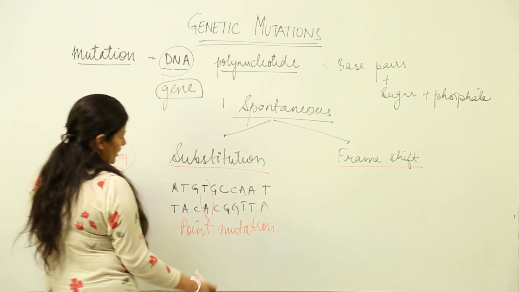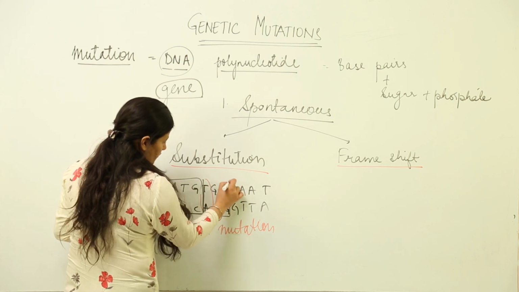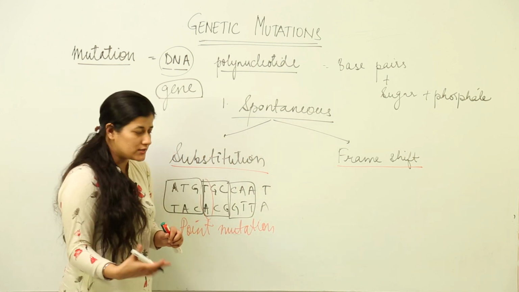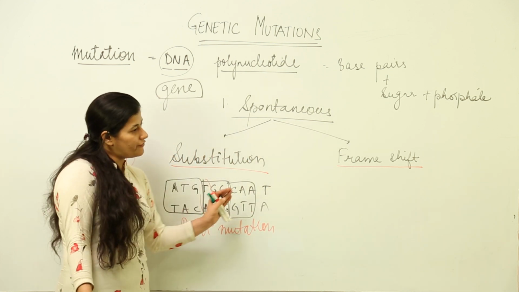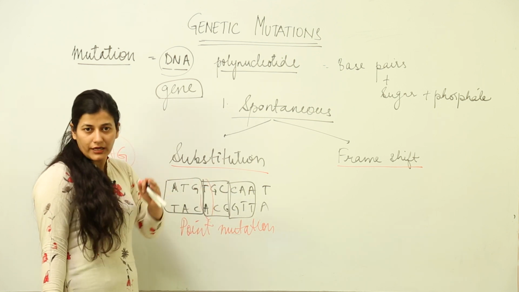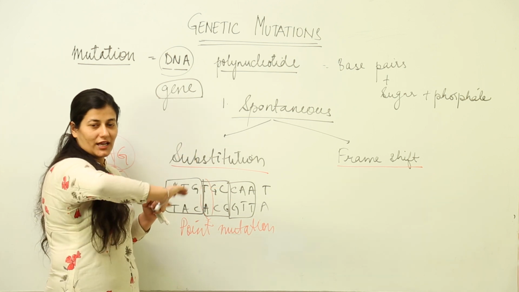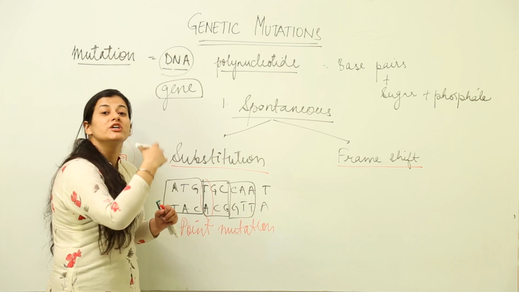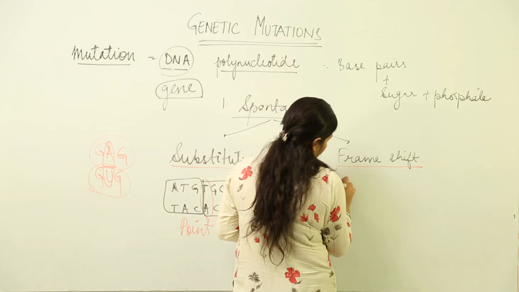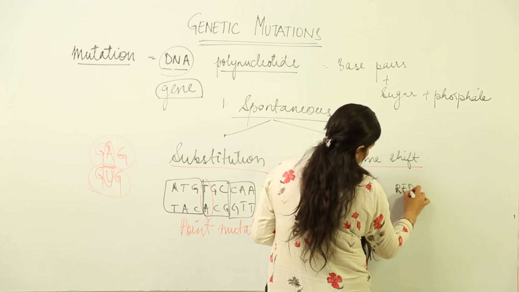Now in case of frameshift, if we see it in terms of the triplets which would further code for amino acids, which you will study, then in case one point is being added or being removed, then the entire meaning of the sentence is changing, the entire further frame gets shifted and changed. I would give you another example. Ram had red cap.